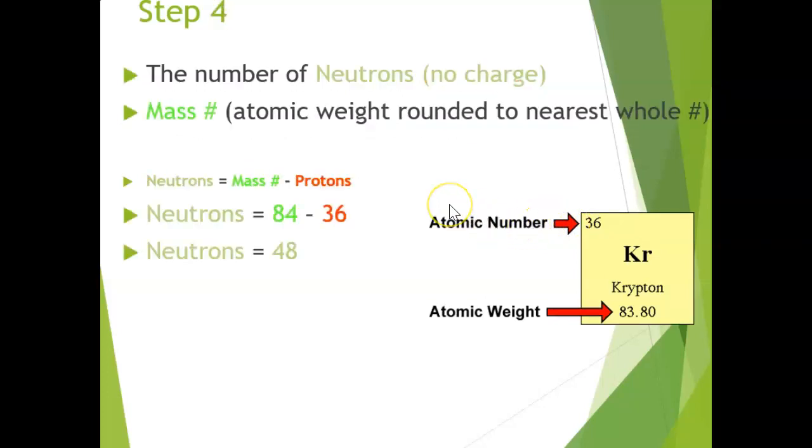Then step 4, this is where it gets to be a little tricky. The number of neutrons, so neutrons are neutral, they have no charge, is the mass number rounded to the nearest whole number minus protons. So if I look at krypton, I'm going to round that to the nearest whole number, so that's going to be 84. 84 minus my 36. Krypton has 48 neutrons. Okay, so you just subtract the atomic number from the closest whole number for the mass.